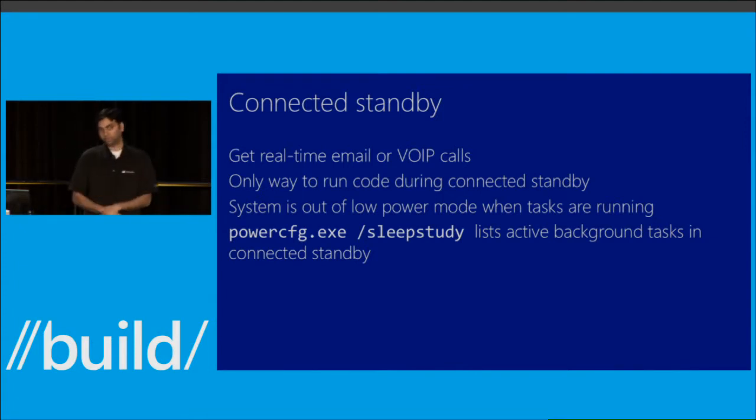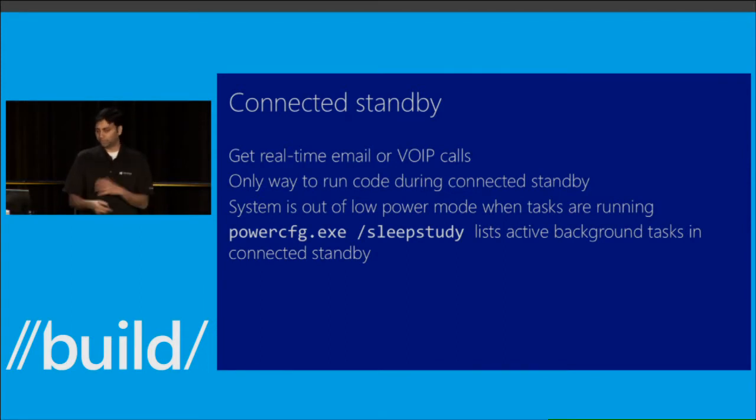When a background task is running in connected standby, we bring the system out of low power mode, because you're trying to run code, so you can't put the CPU in low power mode, otherwise your code just won't run. And if your background task uses network, we also bring the network out of low power mode.